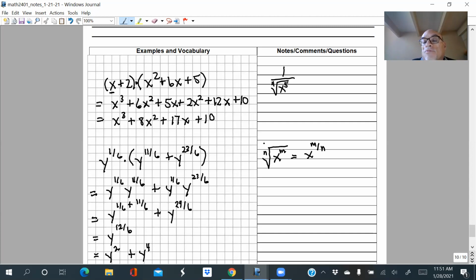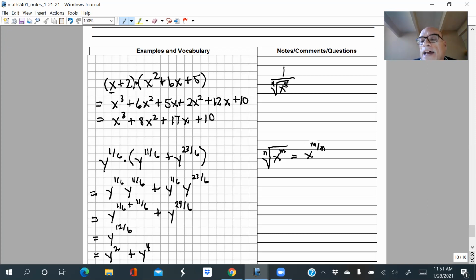So see, you can rewrite radicals as fractional exponents. The index of the radical, the type of the radical, becomes the denominator of the exponent, and this power under the radical, this m exponent here, stays as an exponent, but in the numerator of this fractional exponent. So the nth root of x to the m power is the same as x to the m over n. There's one little caveat to this, though, I've got to mention.